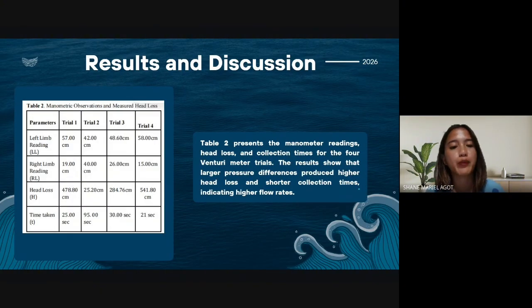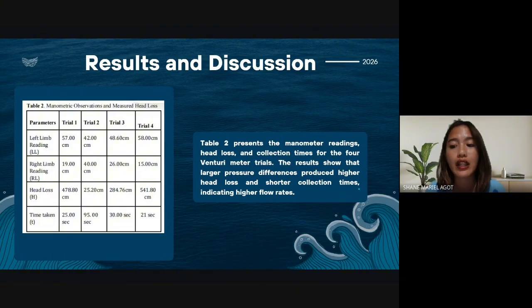Table 2 presents the manometer observation and measured head loss obtained from the 4 experimental trials in the venturimeter setup. So, the left limb and right limb readings varied across the trials, showing changes in pressure distribution between the inlet and throat section of the venturimeter under different flow conditions.